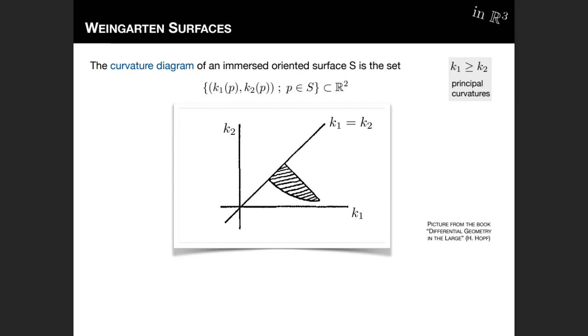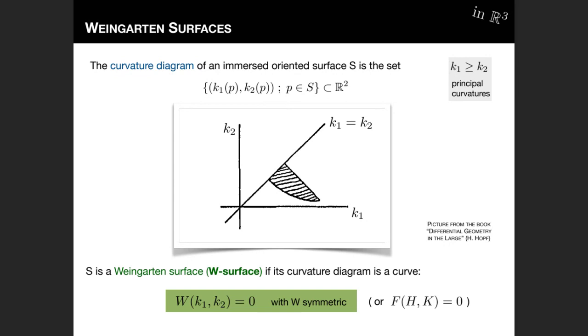Well, in this setting, a Weingarten surface is nothing but a surface for which the curvature diagram is actually a curve. So you have some equation that relates the two principal curvatures. And I'm going to assume that this relation is symmetric in K1 and K2, so that my Weingarten equation can be rewritten in terms of the mean curvature and the Gaussian curvature.